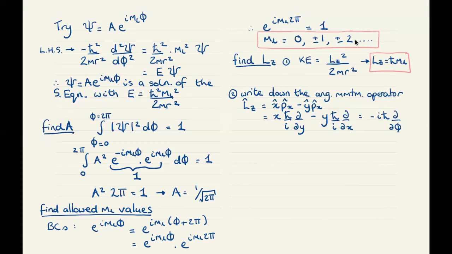And once we have the angular momentum operator, then we can calculate the expectation value of the angular momentum by integrating psi star times the angular momentum operator times psi over all space. If we do that, I'm not going to work that out. You can try that yourselves. We obtain m sub l times h bar.